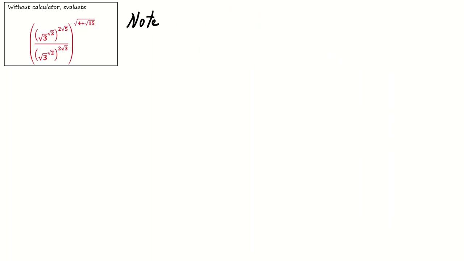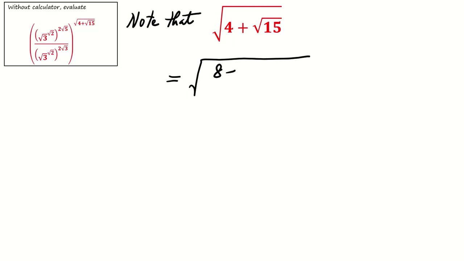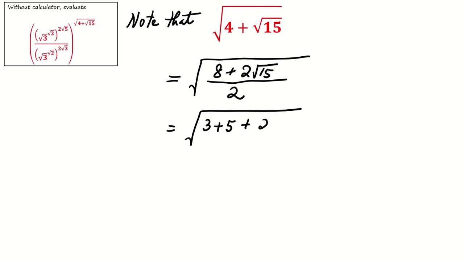First, let's focus on the square root of 4 plus square root of 15. Here is an important trick. Write 4 plus square root 15 as a fraction. That is 8 plus 2 square root 15 over 2. Note that 8 can be written as 3 plus 5. Square root 15 can be written as square root 3 times square root 5.